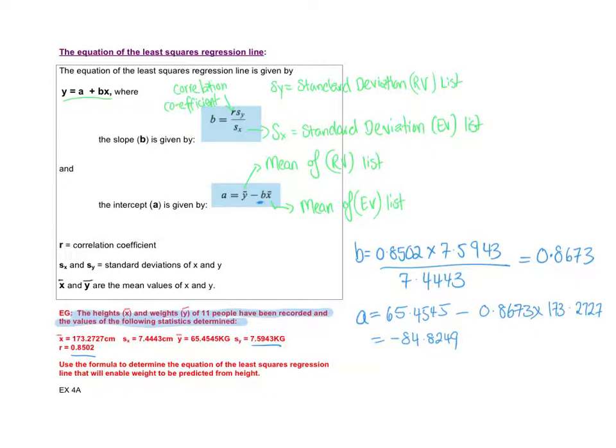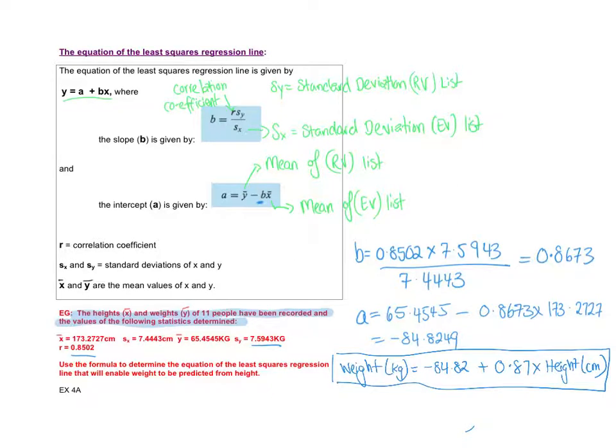So if I wrote out the equation, we'd say weight, and we will put the units. They said that weight was in kilograms, so we write weight in kilograms equals a, which is negative 84 point, I'm going to do 2 decimal places, 82, plus b, so 2 decimal places would be 0.87 times your height, and I'm going to put the units of height as well, which was written in centimeters. And here's my equation. So I've got the least squares regression equation from that.